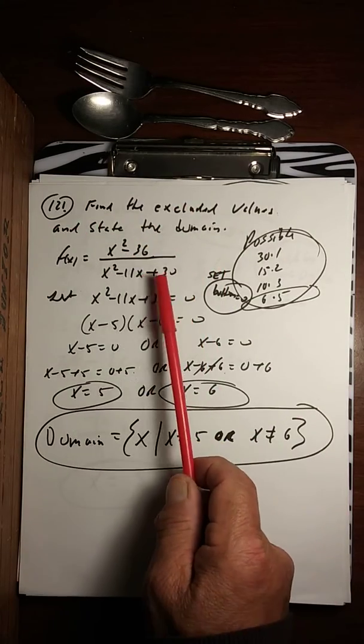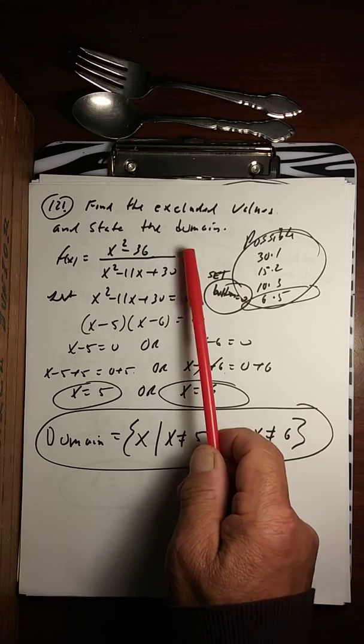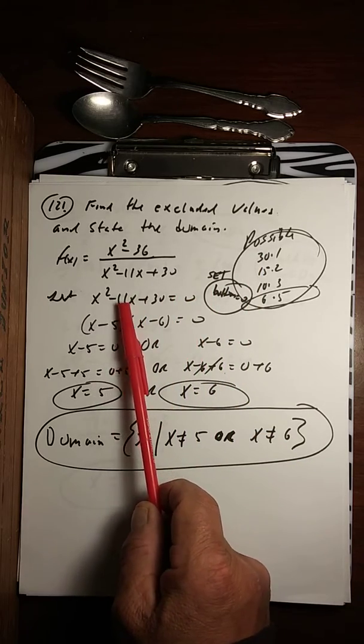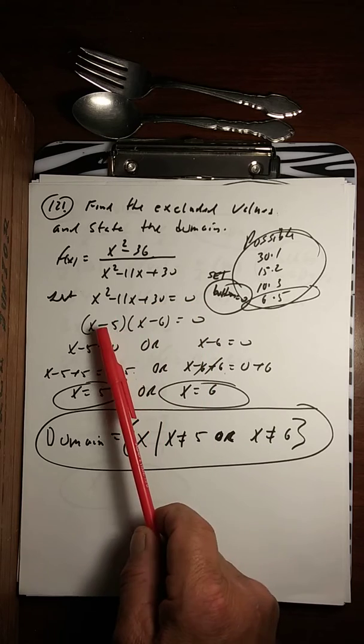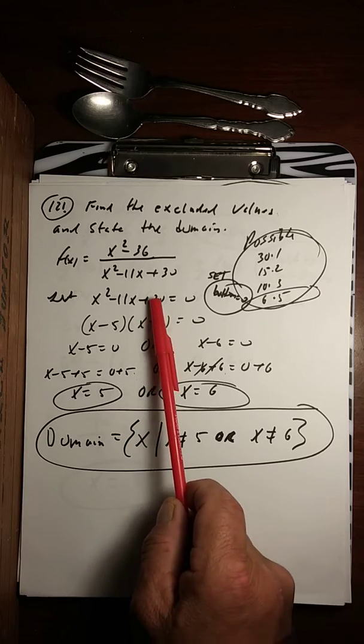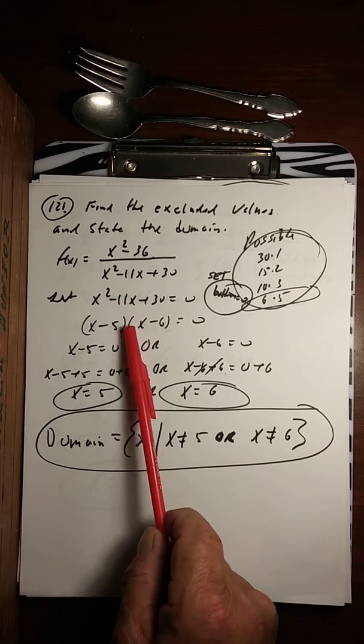Find excluded values and state the domain. Same thing. You don't want the bottom to become 0, because you're going to have something over 0. It's going to be undefined. So set the denominator, x squared minus 11x plus 30, equal to 0. Factor it out. I'm saying that 6 and 5 works. Let's see. That times that is plus 30. That's going to be negative 11. And that's going to be x squared.